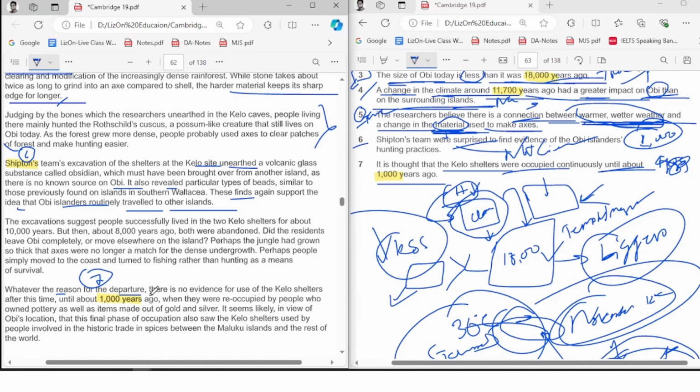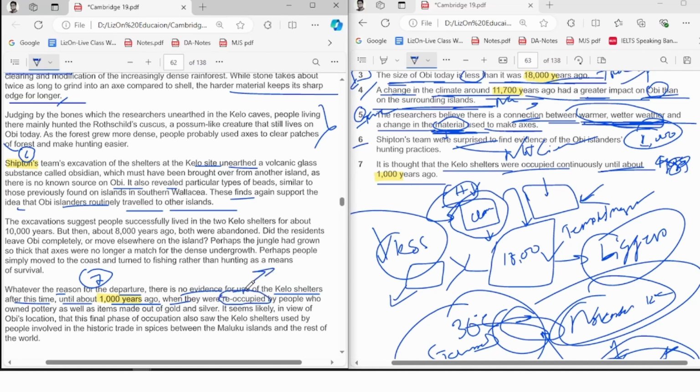There is no evidence for use of the KLO shelters after this time until about 1000 years ago, when they... see, they're saying there is no evidence. It looks like it is true now. There is no evidence for use of the KLO shelters after this time until 1000 years ago. So it looks like, yeah, they didn't. It looks like true. But if you continue to read, when they were reoccupied, see, occupied again.